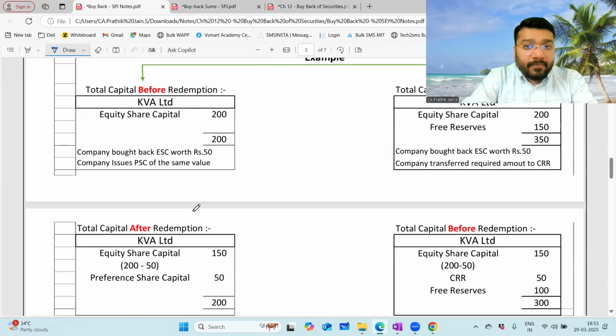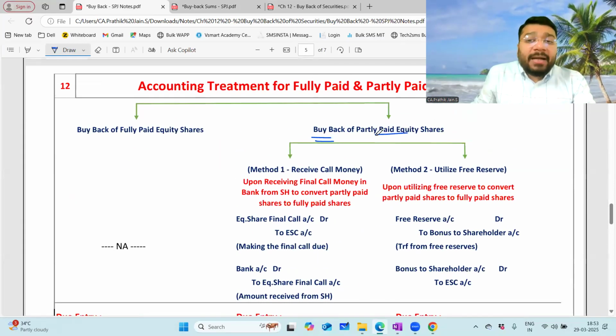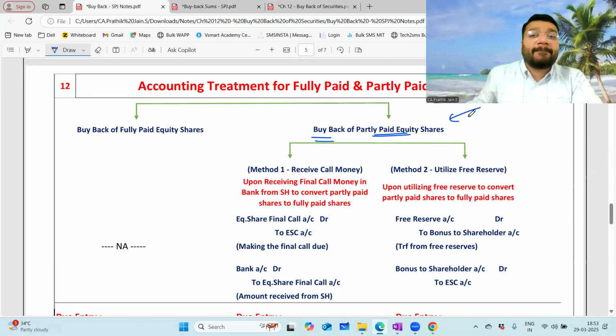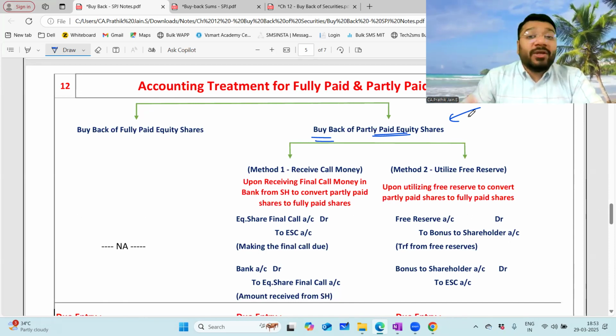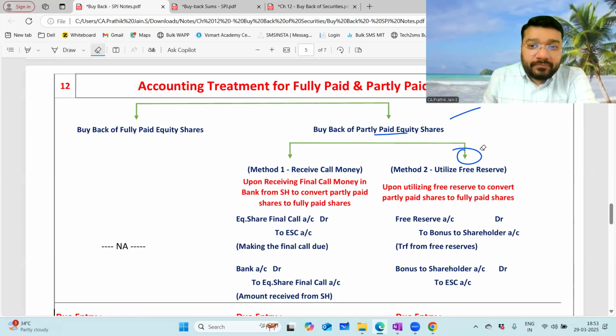Yes, sir. Now the question is, how is the buyback of partly paid equity shares done? This is the same way it is done, as we discussed in the redemption of preference shares. Bonus shares, we discussed this point. When equity shares are partly paid, you cannot issue bonus shares. So this is the same chart that we discussed in CA Foundation, that I'm going to discuss one more time here. Now, what is the option?